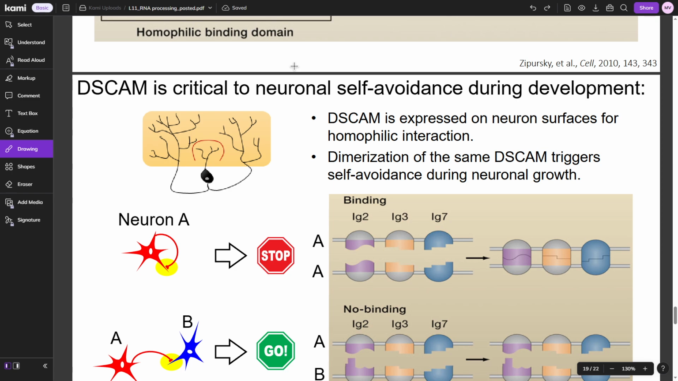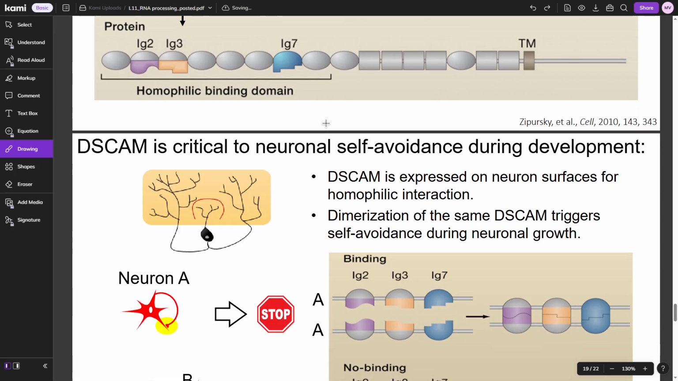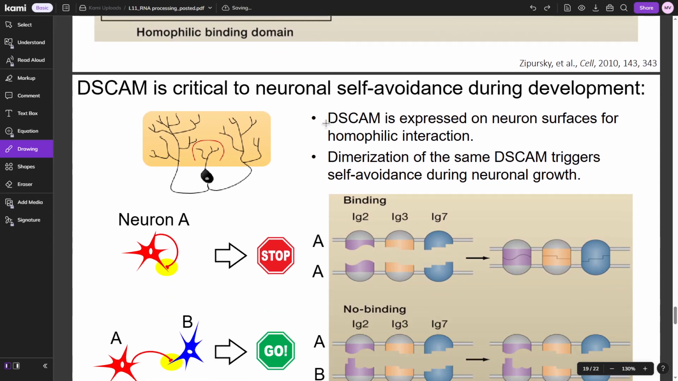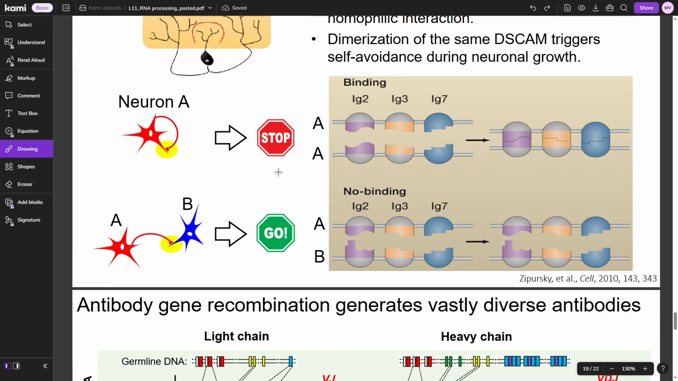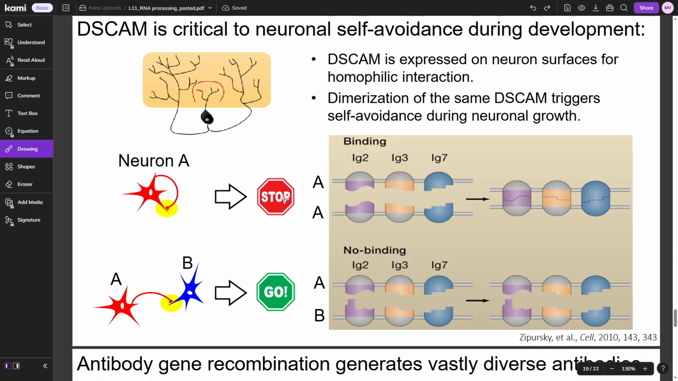And this is actually a pretty cool slide. It just talks about how alternative splicing is very important for neurons to stop synapsing on themselves. Basically, it's very helpful for neurons because it's the mechanism that allows them to not synapse on themselves. But basically, for neuron A, in this case, in order for... Let's see here.